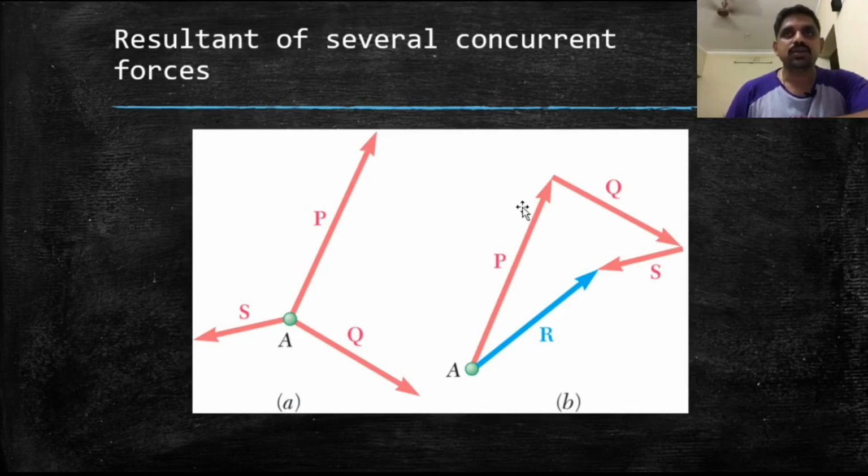That means you have multiple forces acting at the same point A. So P, Q, S, the resultant vector will be from the tail of the starting vector to the head of the ending vector. So here I have added P plus Q plus S. So from A to the head of S.